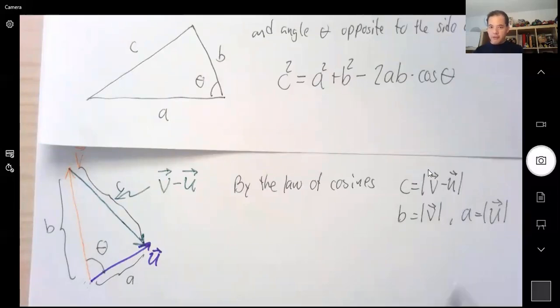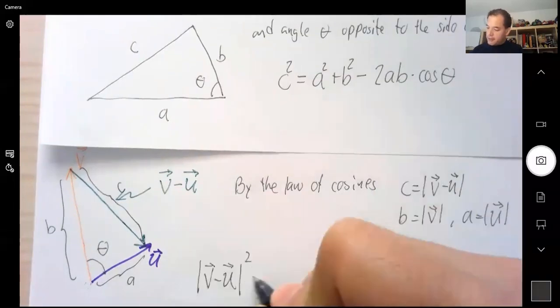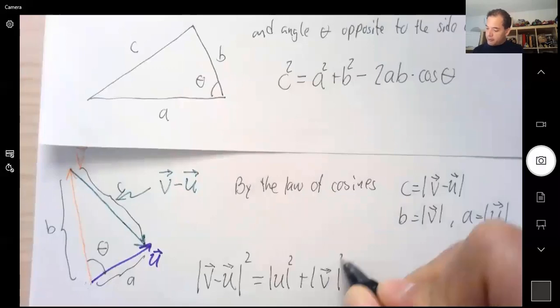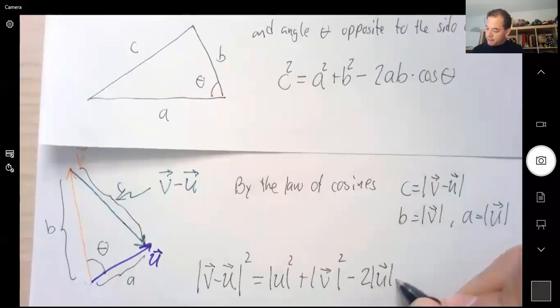So let's now use the law of cosines. It is going to be the magnitude of u squared plus the magnitude of v squared minus 2 times the magnitude of u times the magnitude of v times cosine of theta, right? That's what the Professor, is.